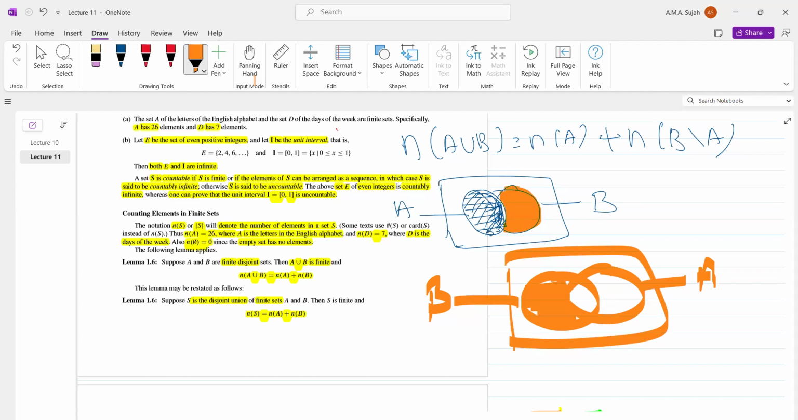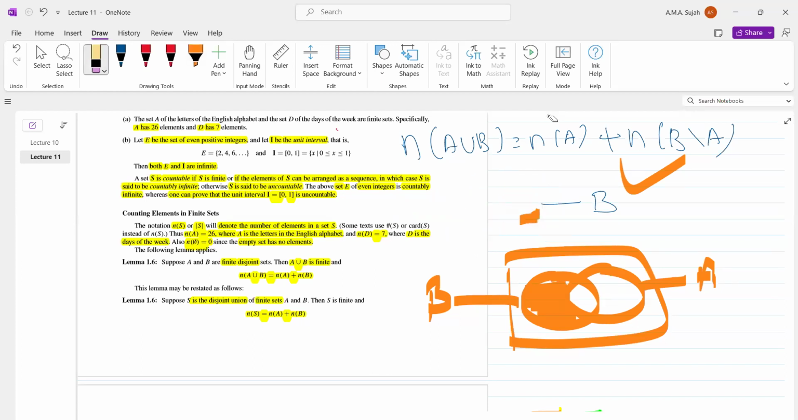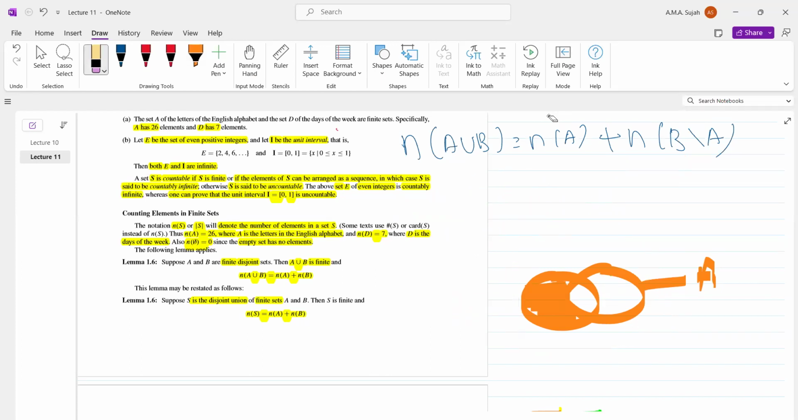This is the way we can find out, right? So A union B means you need to find all the elements from these three areas, right? So it's correct. The easiest way is to draw and find the answer, or you can assume some sets and check whether it's correct or wrong, right?